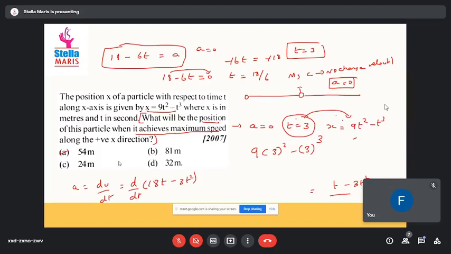So when the body achieves maximum speed, acceleration is equal to 0. When it achieves maximum speed, time becomes 3 seconds, and the position where it achieves maximum speed is 54 meter. Very good. So do you guys get it? Is everybody getting it?